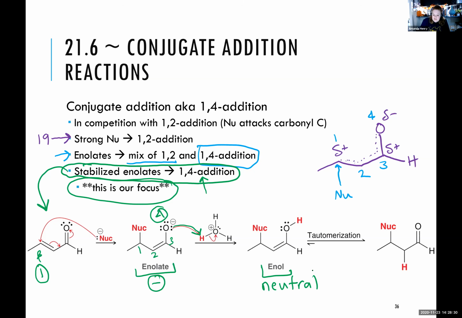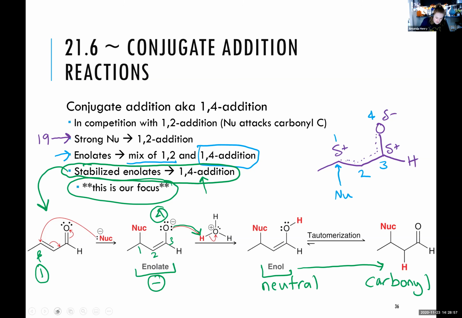The enol is not the stable version of our product, though. So it's going to tautomerize into the carbonyl version, in this case an aldehyde, because the carbonyl version is the more stable form for the most part. We saw some exceptions to that, but for the most part, the carbonyl is the most stable.